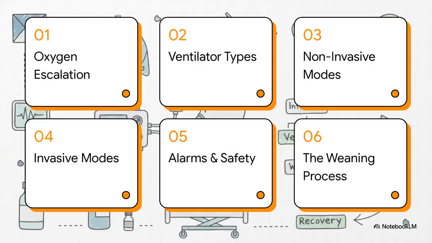Here is our clinical roadmap for today. 1. Oxygen escalation. 2. Ventilator types. 3. Non-invasive modes. 4. Invasive modes. 5. Alarms and safety. And 6. The weaning process. Just keeping this map in the back of your mind is really going to help lower the cognitive load as we get into some of the medical acronyms later on.